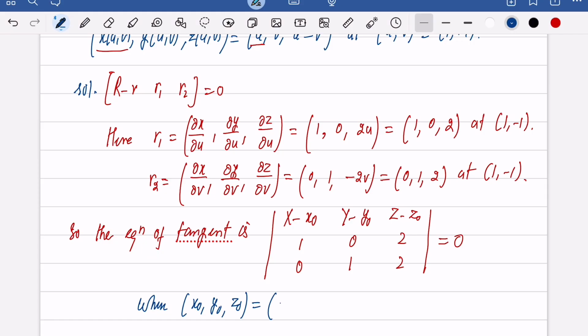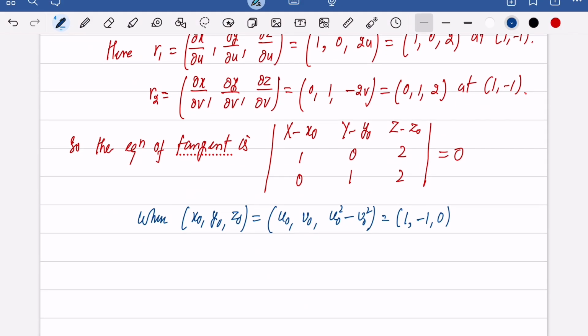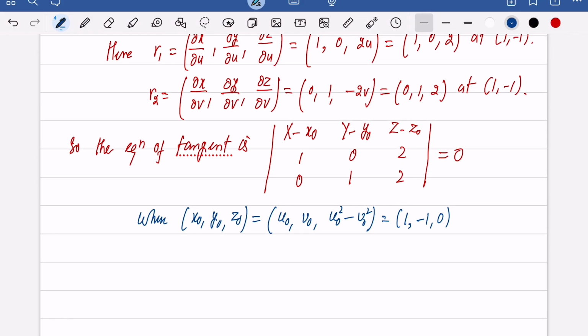This can be defined as x naught is equal to, suppose we call it u naught, y naught is equal to v naught, and z naught is equal to u naught square minus v naught square. Now substituting the values 1 and minus 1 for u and v, we get 1, minus 1, 0. Now substituting this value in this determinant, we obtain the equation of tangent: 2x plus 2y minus z is equal to 0.